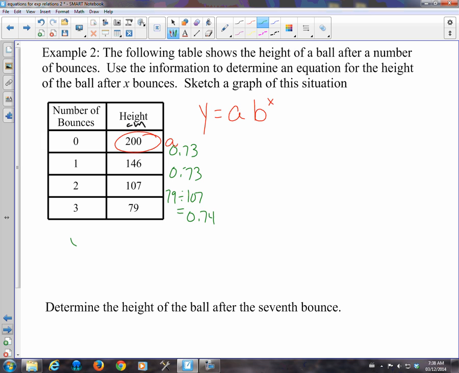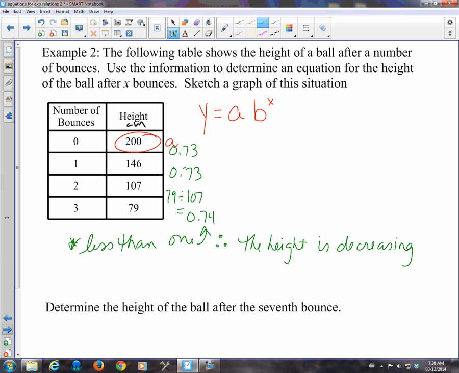So notice that it is less than 1. That means the height, or whatever the word problem is about, is decreasing if it's less than 1. Unlike the last one that was 1.11, and we talked about how it was growing. 1 plus 0.11, it's growing by 11%. This one's less than 1, so the height is decreasing.